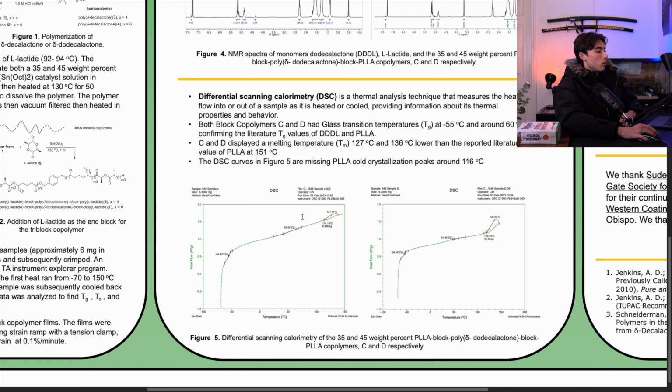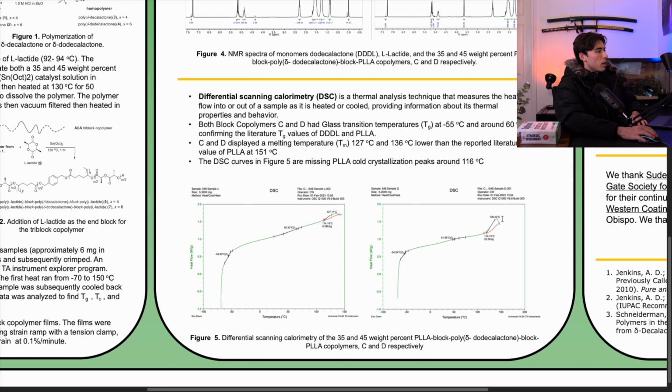So one big thing to note in the figures below is that block copolymers C and D had glass transition temperatures at -55 and -60, which are almost exactly on the values that are reported in literature for the glass transition temperatures of δ-dodecalactone and PLLA. So that would be the roughly -55 is the δ-dodecalactone, and the around -60 Celsius is PLLA. And PLLA's glass transition is generally reported in the -50 to -80 range.